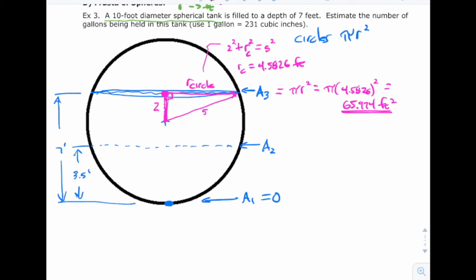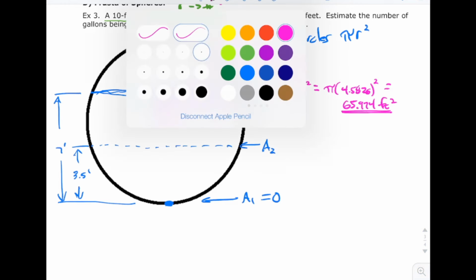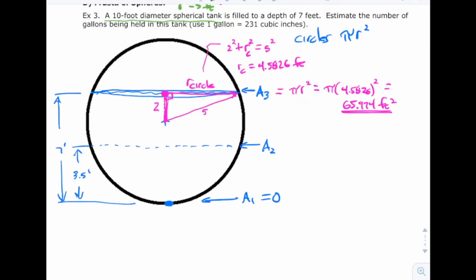A2, well, I'm going to have to do a similar kind of construction down here. We'll do a green construction. I've got to figure out the radius of this circle, right? There's a circle here in the cross section. And I've got to figure out the radius of that circle, which would be this. R, what do you want to call it, circle 2?